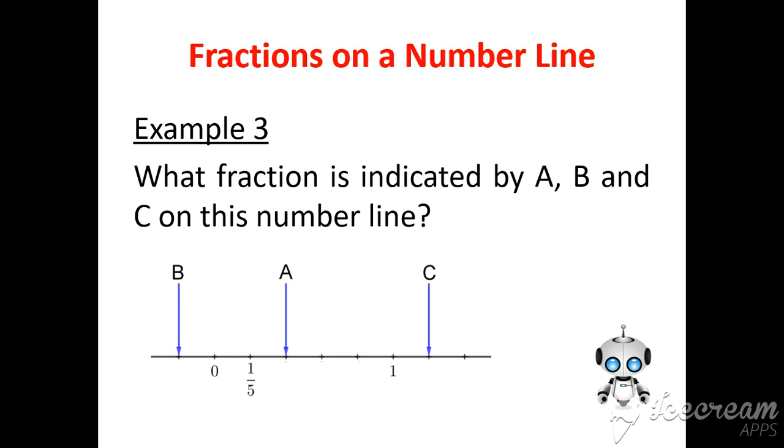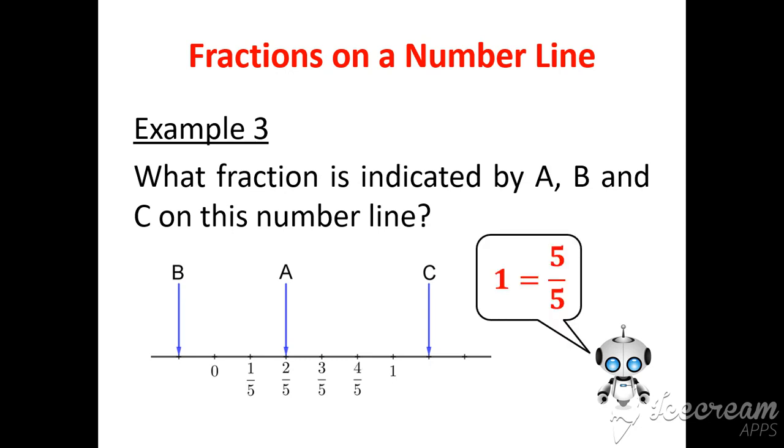This is 1/5. This is 2/5. So we know what A is, 2/5. This is 3/5. This is 4/5. Remember, 5/5 is 1 whole. So we're up to 5/5 or 1 whole. So now we're going past it and we've got to 6/5. So we've figured out point C is 6/5.